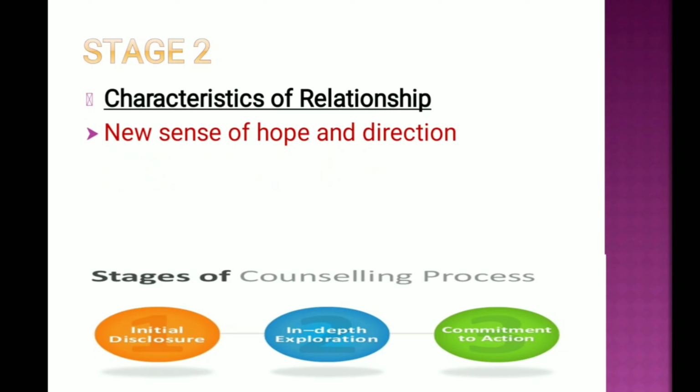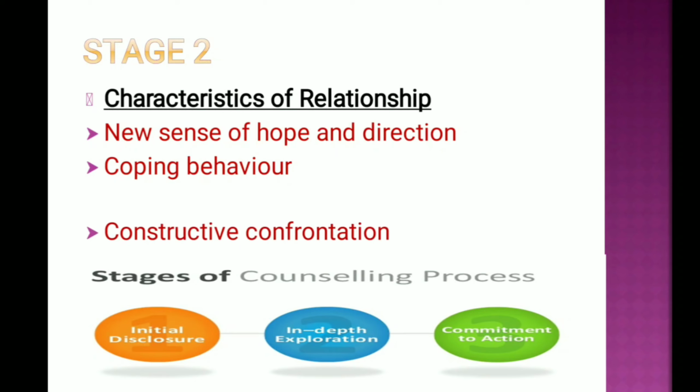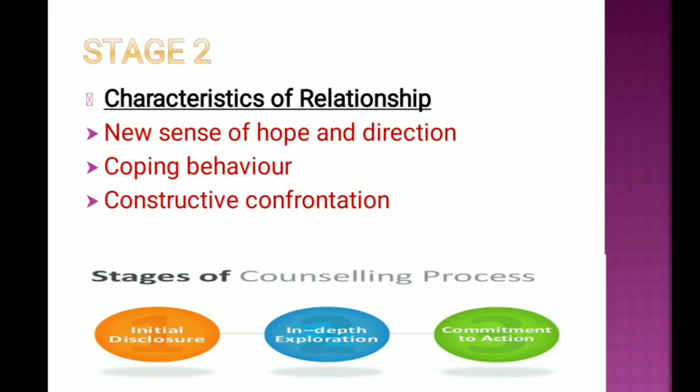Characteristics of relationship. First is new sense of hope and direction. The process that facilitates formulation of a new sense of direction builds on the condition of the initial disclosure stage, and becomes possible only if the trust has been built in that first stage and is maintained. So it is very important that whatever data is collected in the first stage must be authentic. Second is coping behavior. The response of the counselor now includes coping behavior. The empathetic responses of the counselor now include material from the prior sessions.